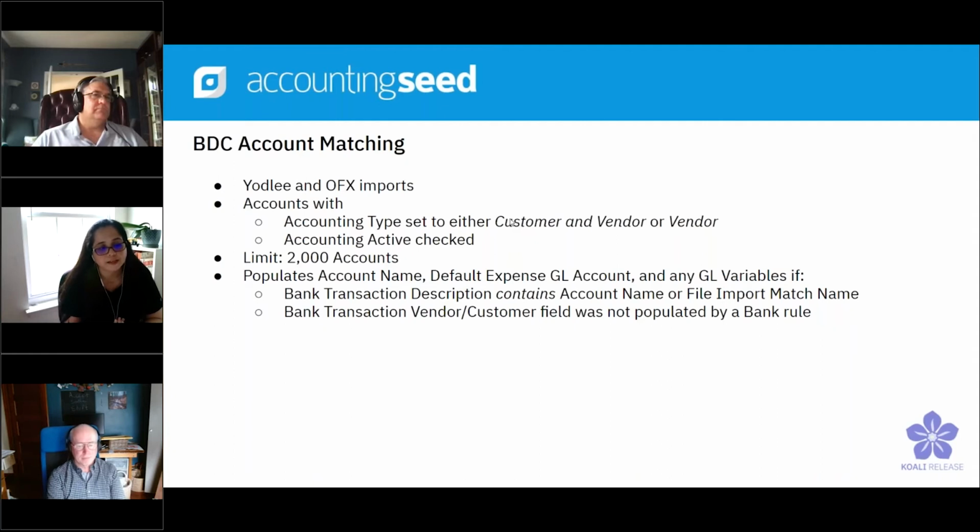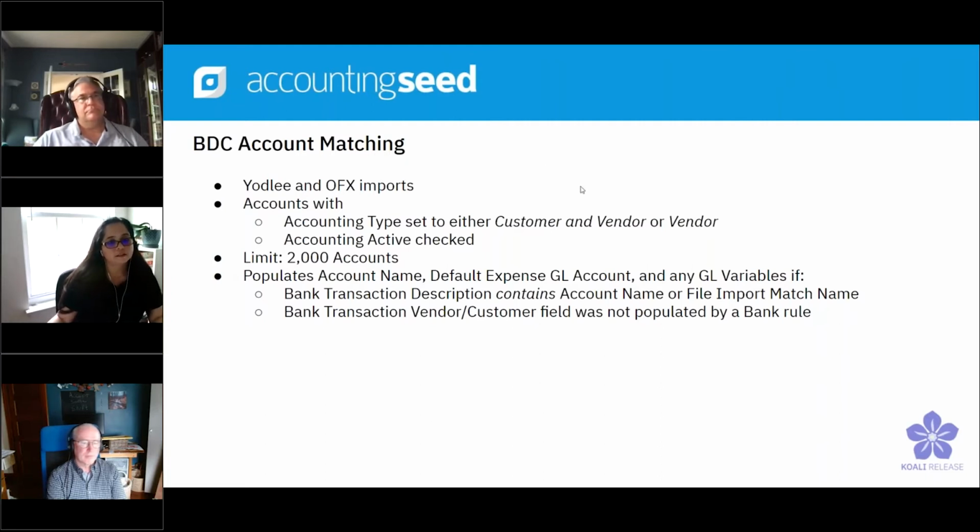Just like in the old BDC, if two conditions are met. The first one is that the bank transaction's description must contain the account name or the file import match name. And the second is a new condition, which is that the bank transaction's account field, so the customer or vendor field, should not have been already populated by a bank rule, because the account matching logic will not override anything that a bank rule populates.